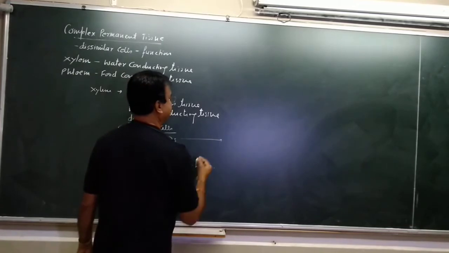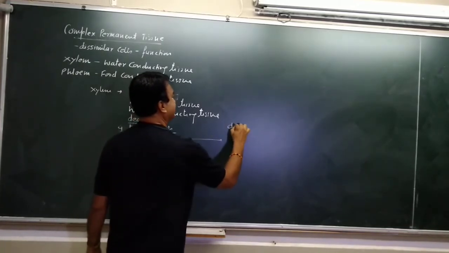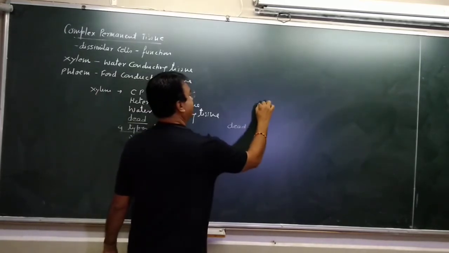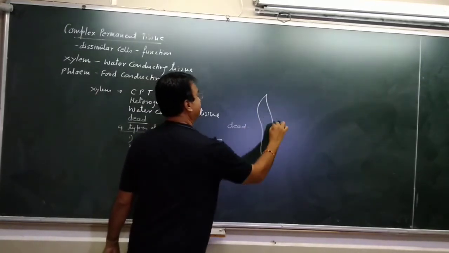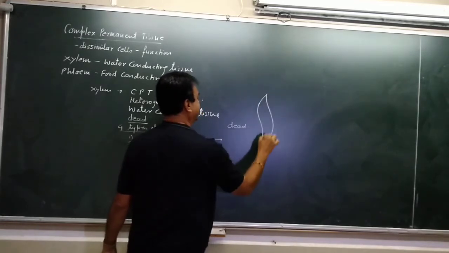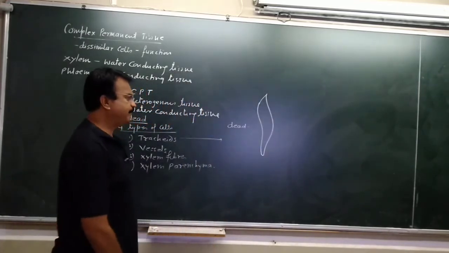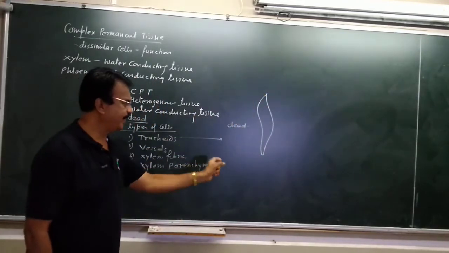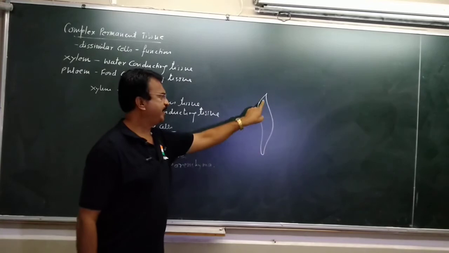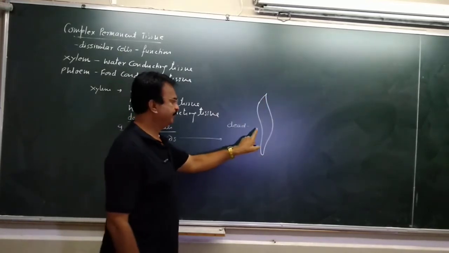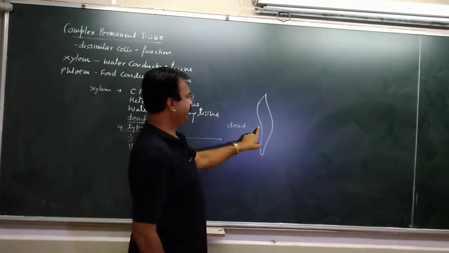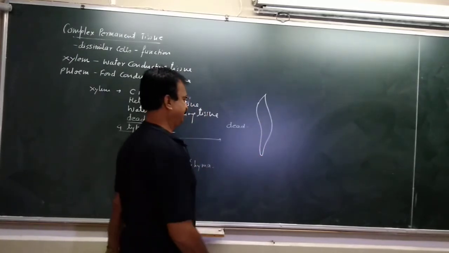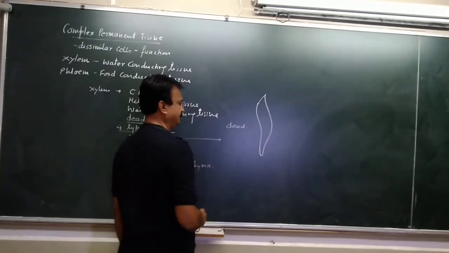Tracheids are dead cells. They are elongated and pointed at both ends. They are closed at both ends. Tracheids are elongated cells which are pointed, tapering towards the ends. It is elongated, pointed at ends, and it is closed. This is one tracheid cell.